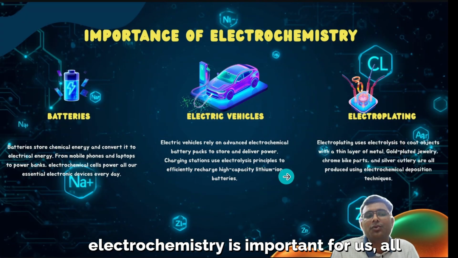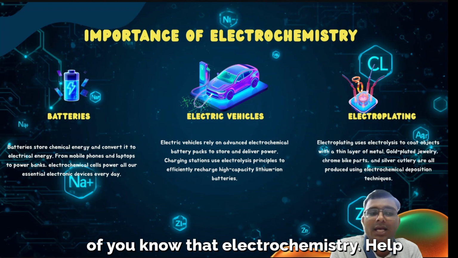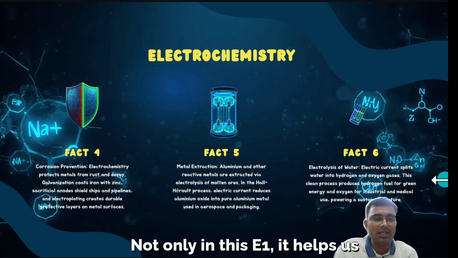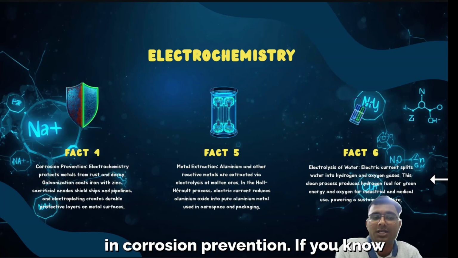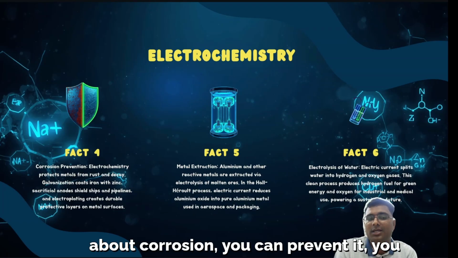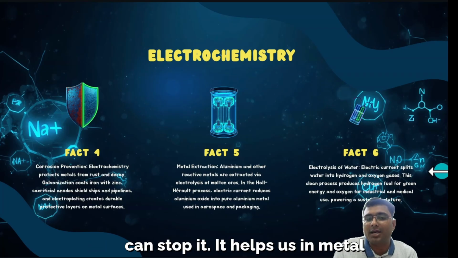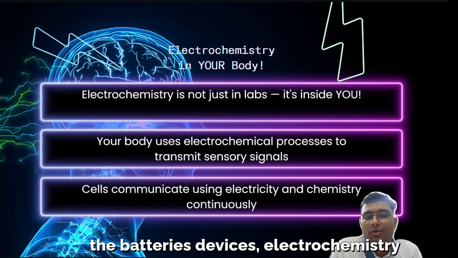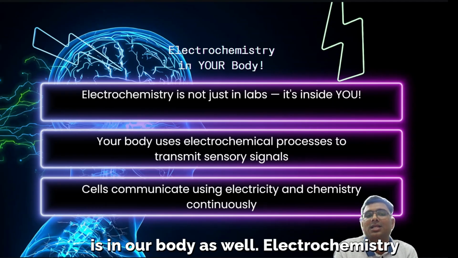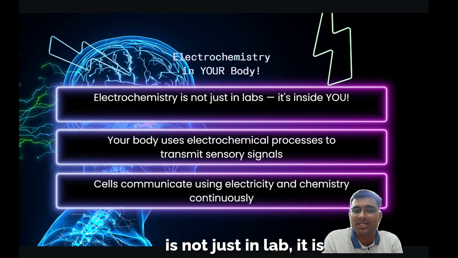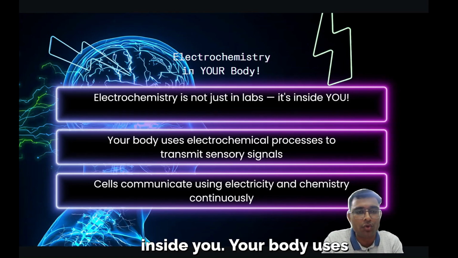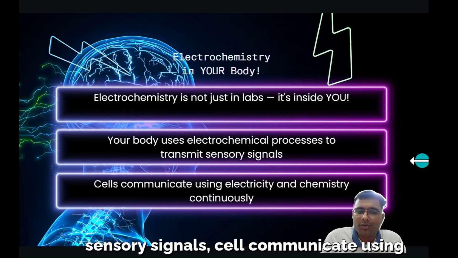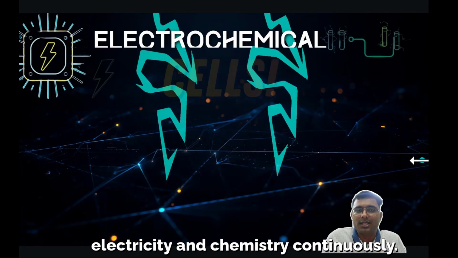Why is electrochemistry important for us? All of you know that electrochemistry helps us in batteries, EVs, electroplating. Not only in this, it even helps us in corrosion prevention. If you know about corrosion, you can prevent it, you can stop it. It helps us in metal extraction. Not only in batteries and devices, electrochemistry is in our body as well. Electrochemistry is not just in the lab, it is inside you. Your body uses electrochemical processes to transmit sensory signals. Cells communicate using electricity and chemistry continuously.